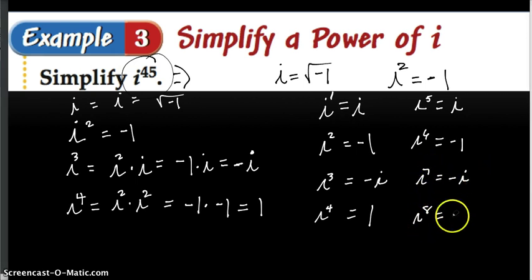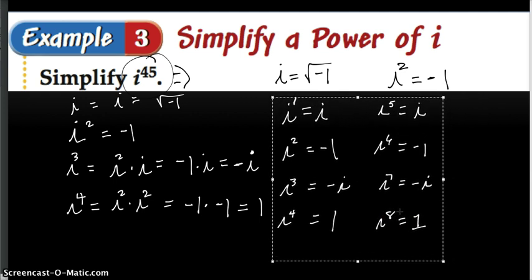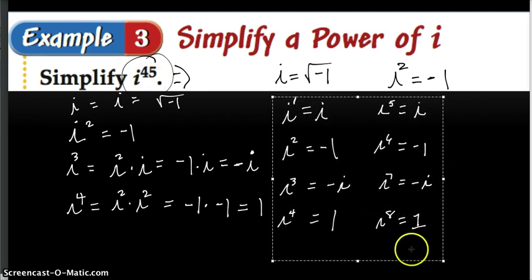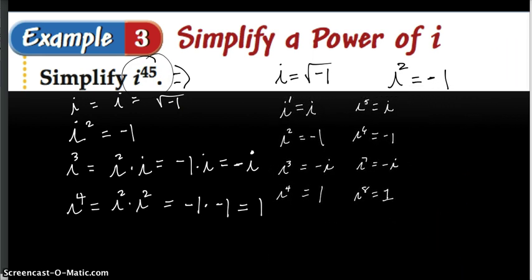i to the eighth can be written as i to the fourth times i to the fourth. i to the fourth being 1 tells me that this is really just 1 times 1, which is 1. Therefore, i to the eighth is simply 1, as we have right here. So what I'm noticing, and I hope you are too, is that we have a pattern that is emerging. And we're going to use this pattern to answer this question over here. I'm going to shrink this and talk about what the continuation of this pattern looks like.